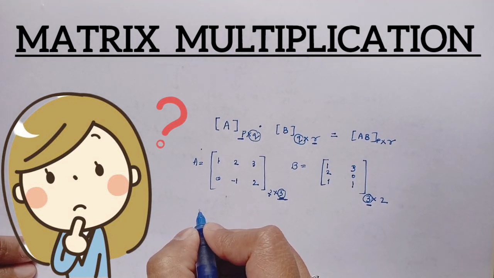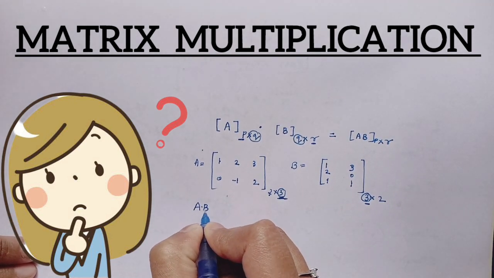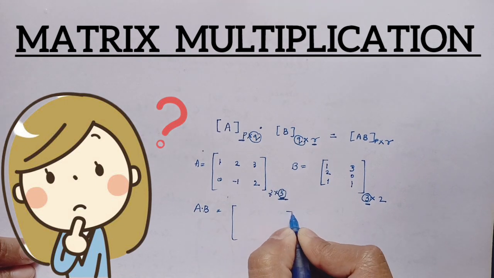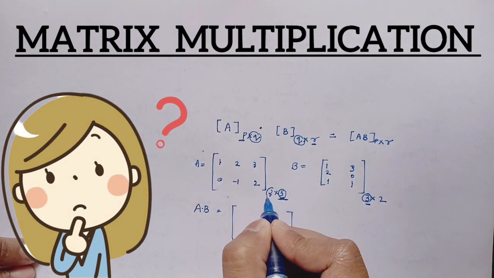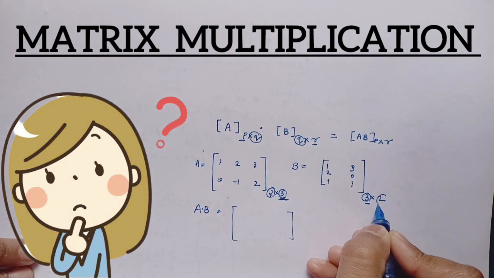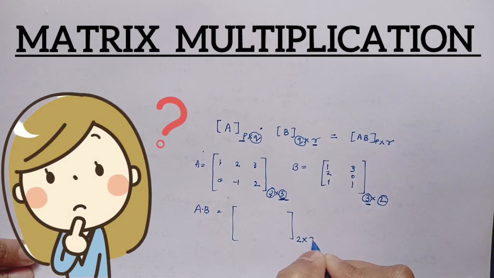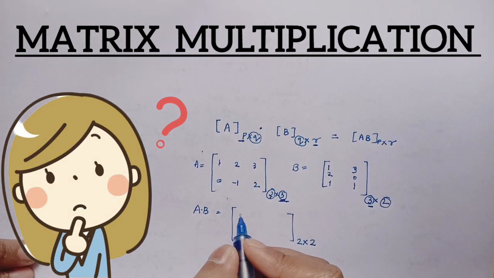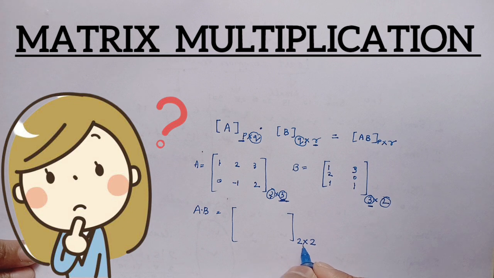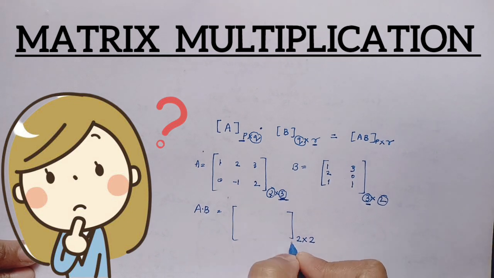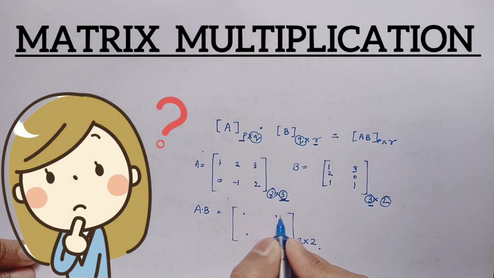So now I have to multiply A dot B, that is a new matrix of order. You have to think order now. 2 into 2 will be the order of the final matrix. Now how to multiply? आप देख रहे हैं, you have to get the matrix of 2 into 2 order. So 2 into 2 means 2 rows and 2 columns. So I'll be getting 4 elements.